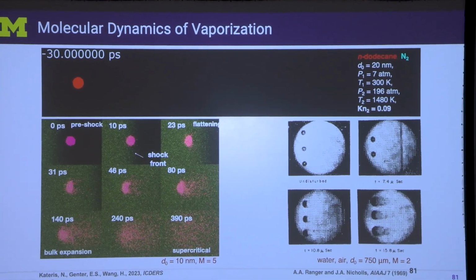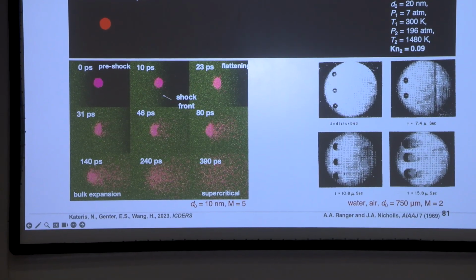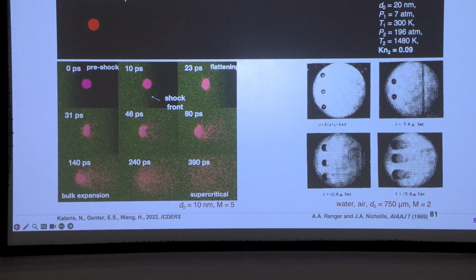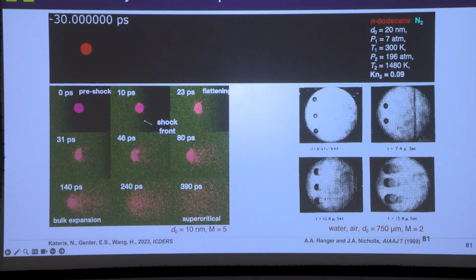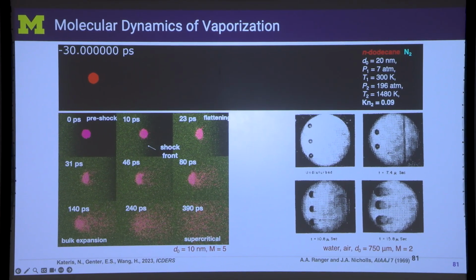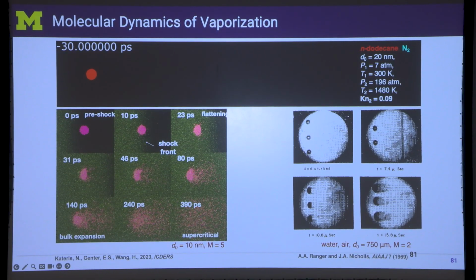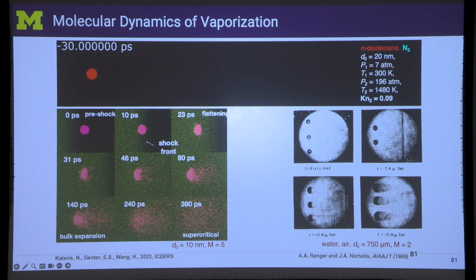Those pictures at the bottom go through time, and those are all in PS, which is picoseconds. Because it's molecular dynamics, everything is very small. The droplet itself, if you look at the calculation, is 20 nanometers. So no real droplet can be 20 nanometers, but this is for the molecular dynamics calculation.